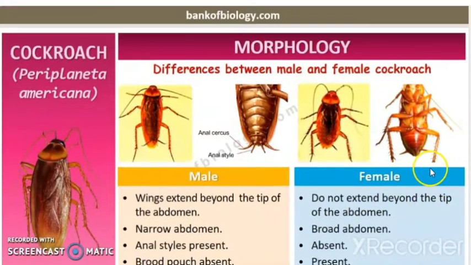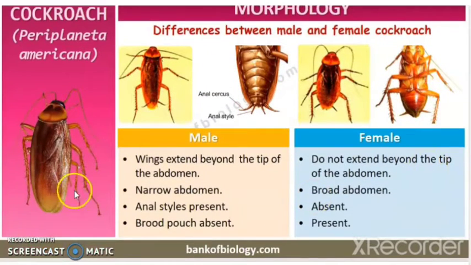Before we move on to that, just see the differences here between the male and the female cockroach. In males, wings extend beyond the tip of the abdomen, while in females they do not extend beyond the tip of the abdomen. A narrow abdomen is seen in males, and a broad abdomen in females. Anal styles are present in males and absent in females. Brood pouch is absent in males, and present in females.